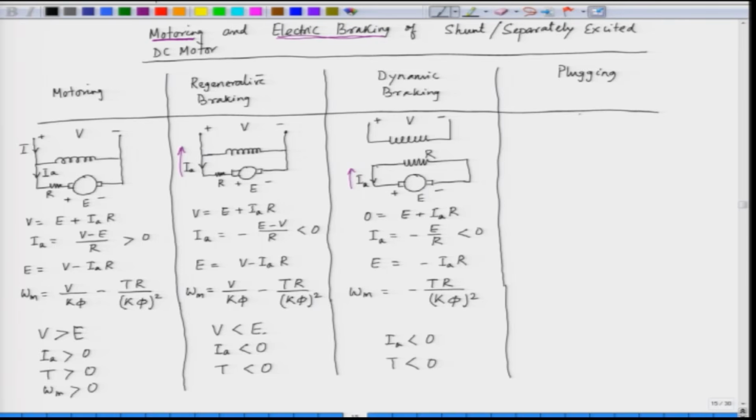Now, let us come to the fourth method of braking, that is called plugging. So, in plugging what happens? What we do here is reverse the armature connection while keeping the field connection as it is. So, we reverse the armature connection, we have some armature resistance here, the armature connection is reversed while we keep the field connection as it is.